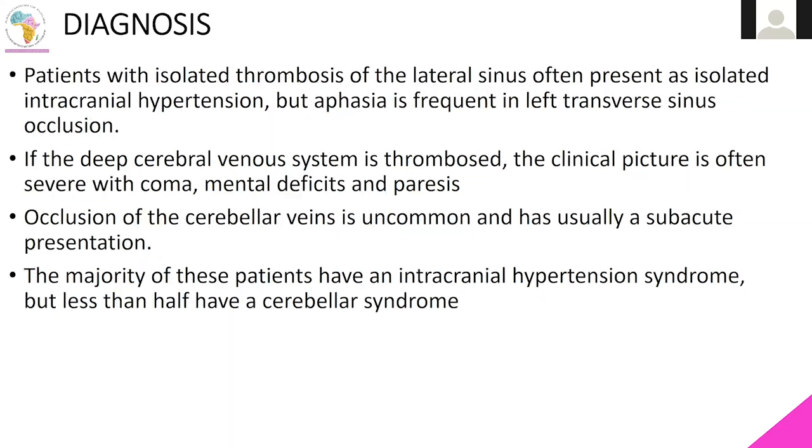You understand why? Patients with isolated thrombosis of the lateral sinuses often present as isolated intracranial hypertension, but aphasia is frequent in left transverse sinus occlusion. Also understand why? If the deep cerebral venous system is thrombosed, the clinical picture is often severe with coma, mental deficits, and paresis. Occlusion of the cerebral veins is uncommon and has usually a subacute presentation. The majority of these patients have an intracranial hypertension syndrome, but less than half have a cerebellar syndrome.